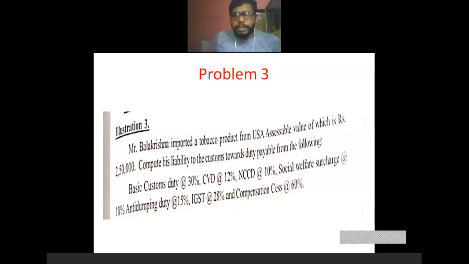Basic custom duty 30%. Countervailing duty, that is additional custom duty, 12%. Again countervailing duty you have to calculate on assessable value plus basic custom duty plus NCCD, if anything is given in the problem. Then NCCD, what do you mean by NCCD? National Calamity Contingency Duty, 10% you have to charge. That NCCD you have to calculate on assessable value plus basic custom duty.